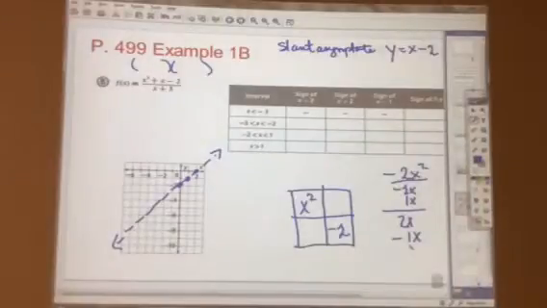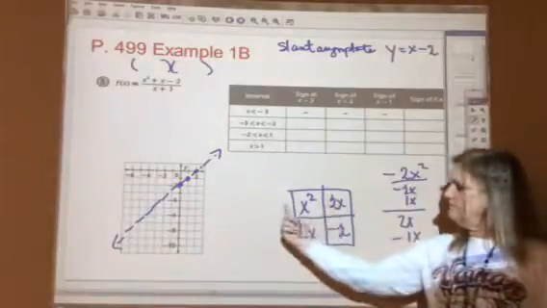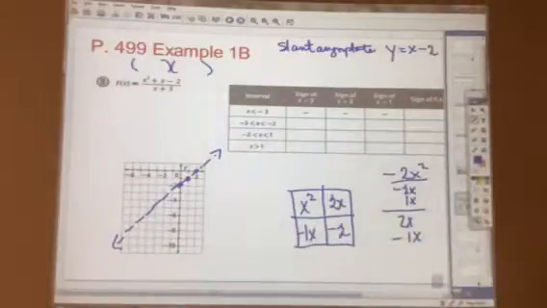What two add up to be a positive 1x? 2x and negative 1x. What do these have in common? X. What do these two have in common? Negative 1. What do these have in common? X. And these? 2. My factors will be x plus 2 and x minus 1.